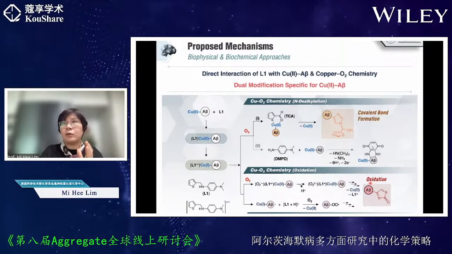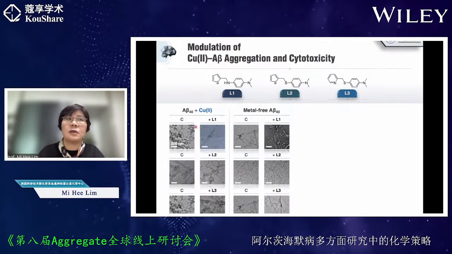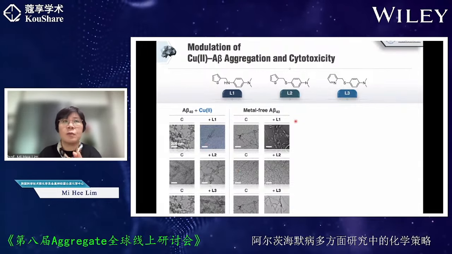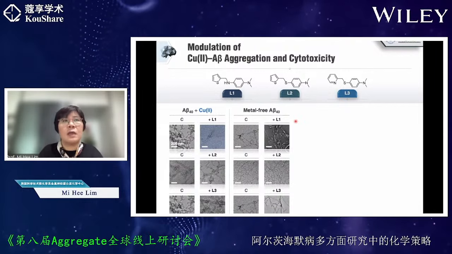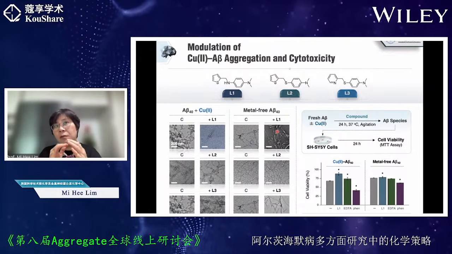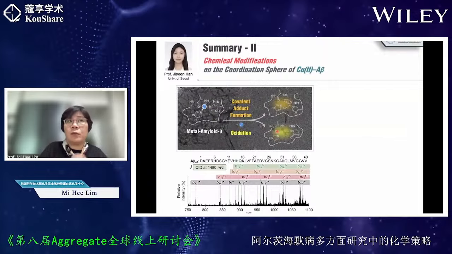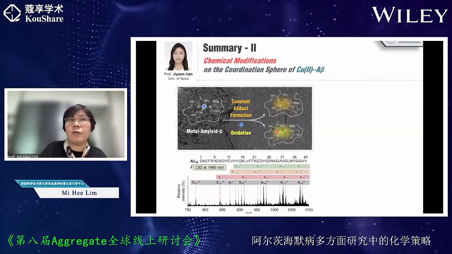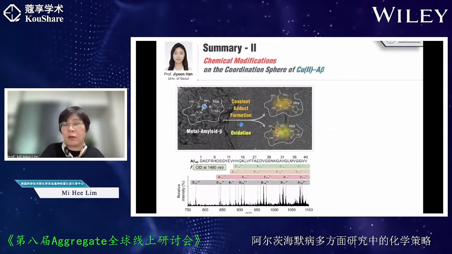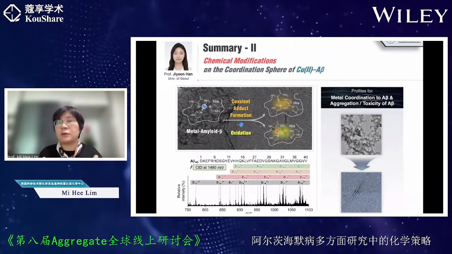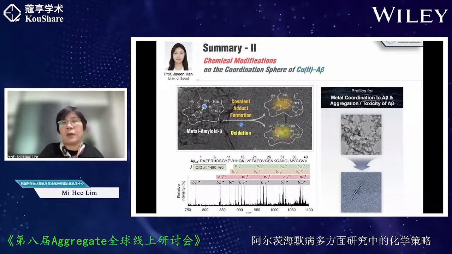With such a chemical modification, as we expected, the aggregation pathway of the copper-A beta was specifically controlled, not by the other compounds or our control compound, because we tuned the redox potential, and the metal-free case doesn't work. The toxicity was also improved because of the modification. So Professor Ji-Hyun Han was able to find a very small molecule that can specifically modify the coordination sphere of the copper-A beta complexes, allowing us to change the copper coordination to A beta, and thus the aggregation and toxicity of the resulting modified A beta species.